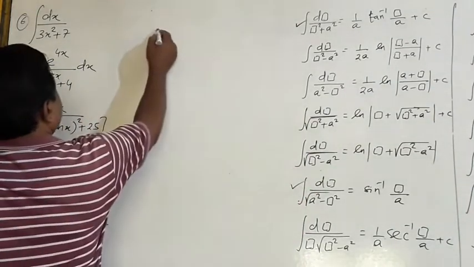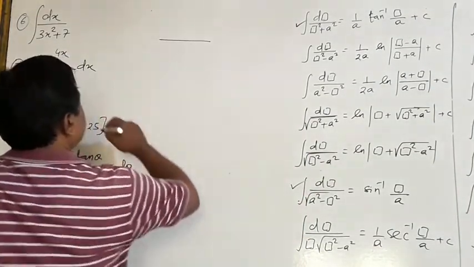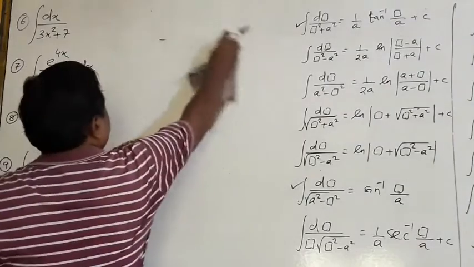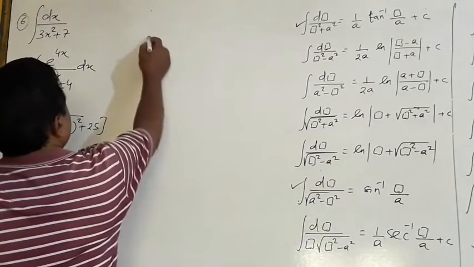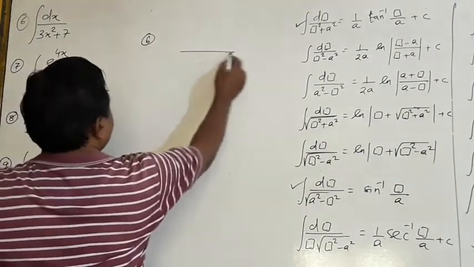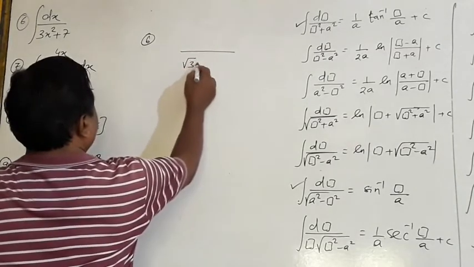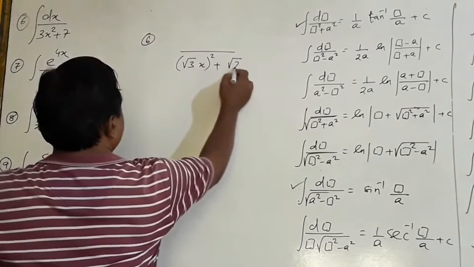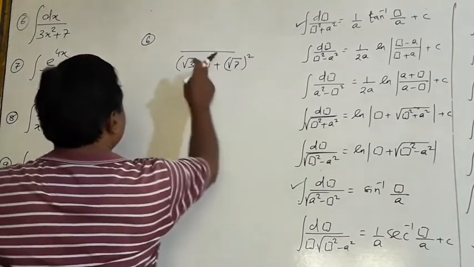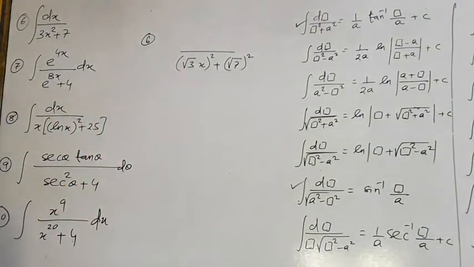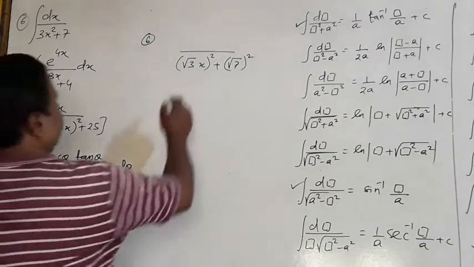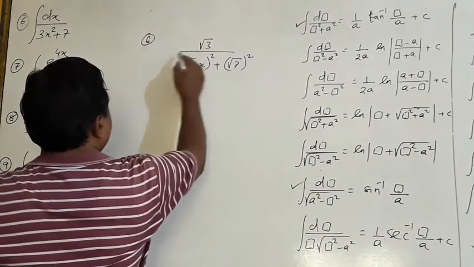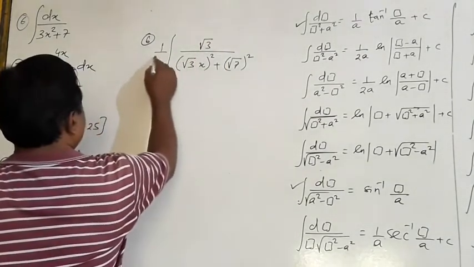What is that? It is first write the denominator. Whose square is this? Number 6. Whose square is this? It is root 3x whole square plus root 7 whole square. And its derivative is what? Its derivative is root 3. So write root 3 and divide 1 by root 3 dx.